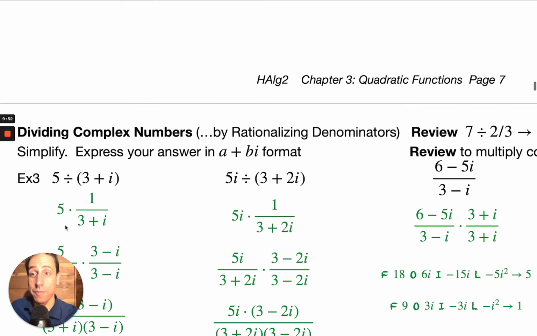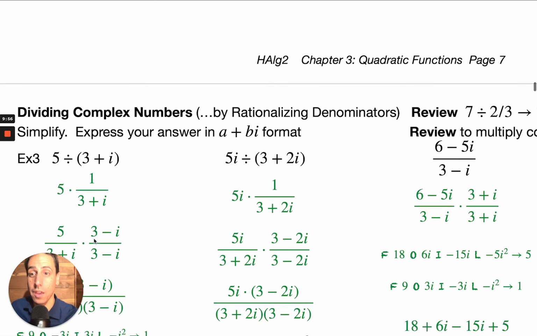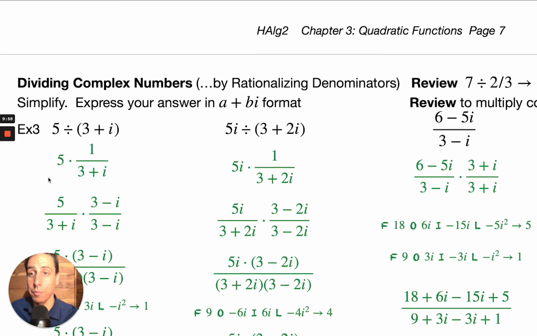5, that would be 5 times the reciprocal. That would be 1 over 3 plus i. And so therefore, multiplying this is really just a 5 over 1. You multiply across, you get 5 over 3 plus i. This is technically like the finished version, but it's not in a plus bi format.